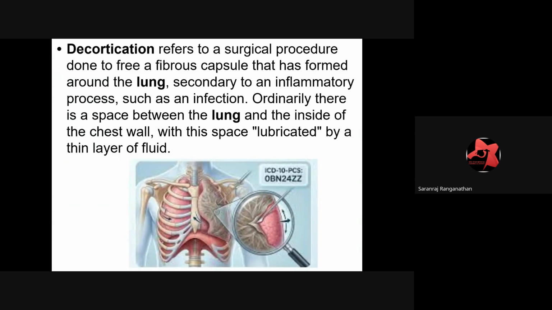Okay. Then the next one, decortication. Decortication is a procedure for when a fibrous capsular structure covers the lung. Because of that, the lung cannot be expanded. So it will cover the lung and won't allow expansion. Because of that, our respiration will get affected and the entire body will get affected. Okay, so for that they will remove that fibrous layer. That process is called decortication.